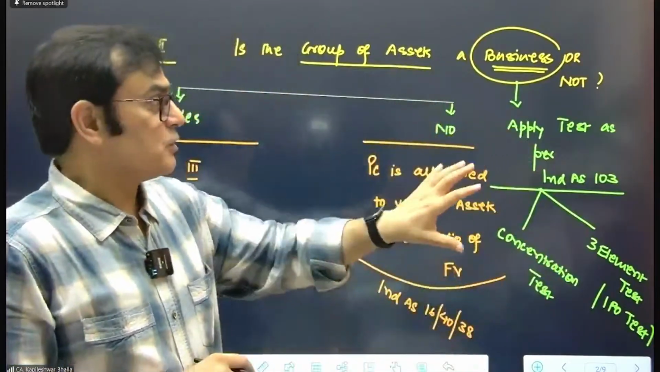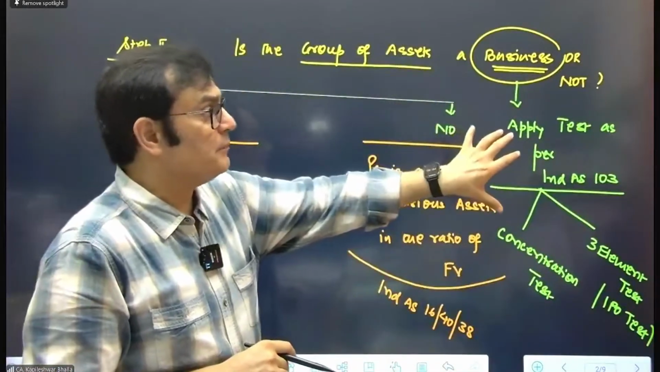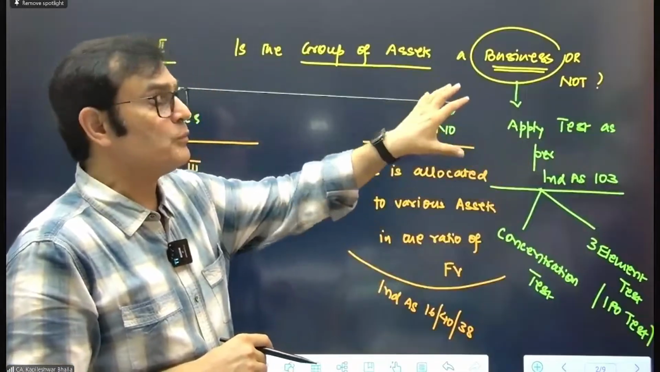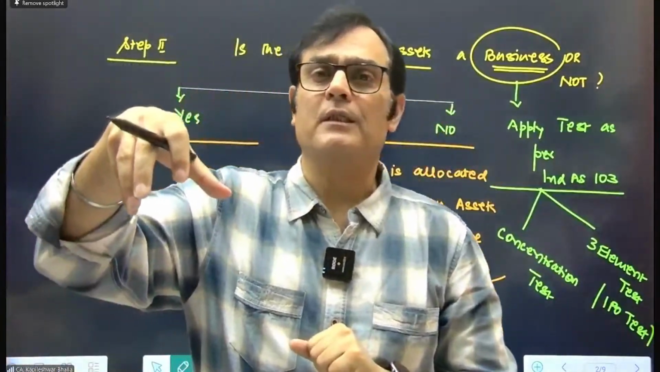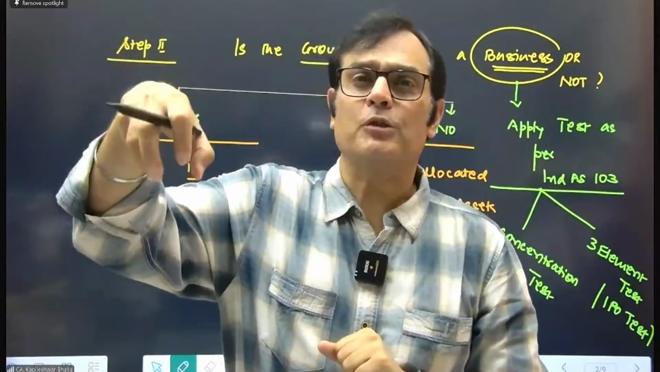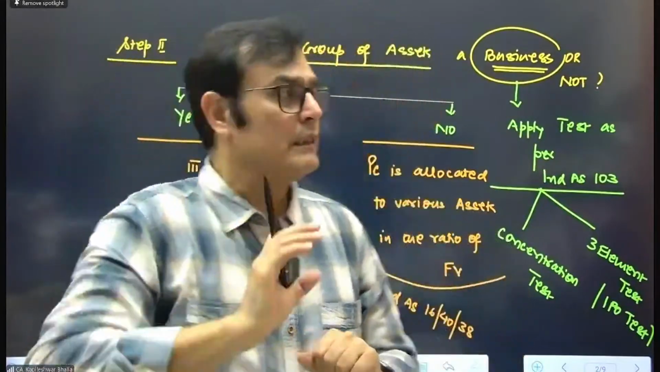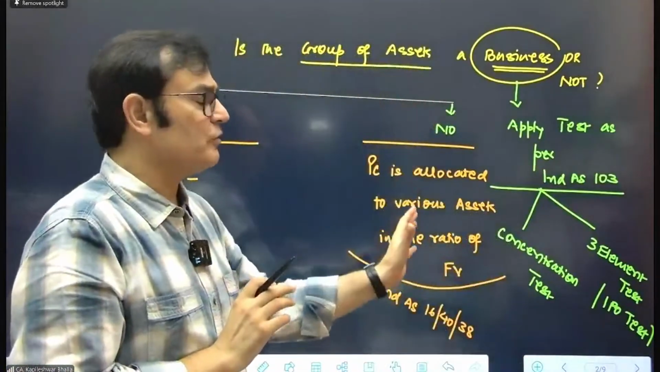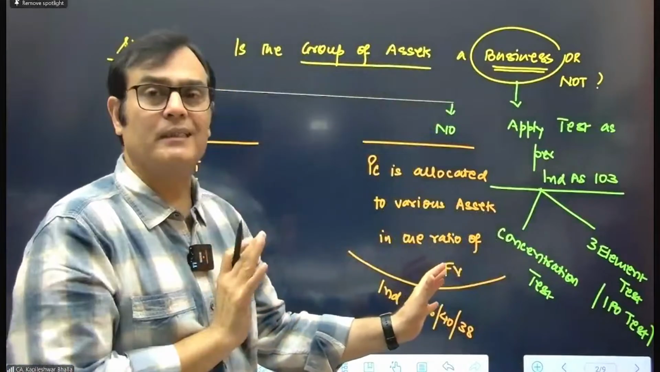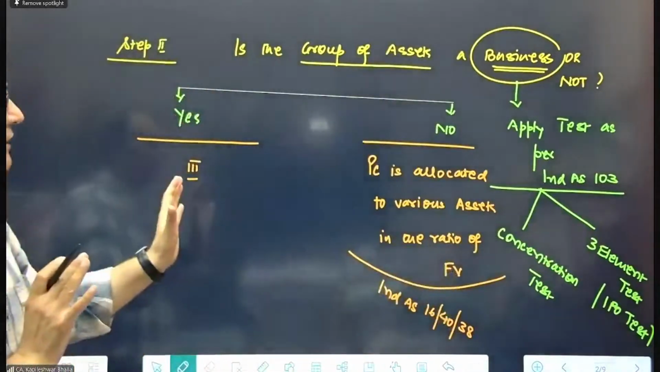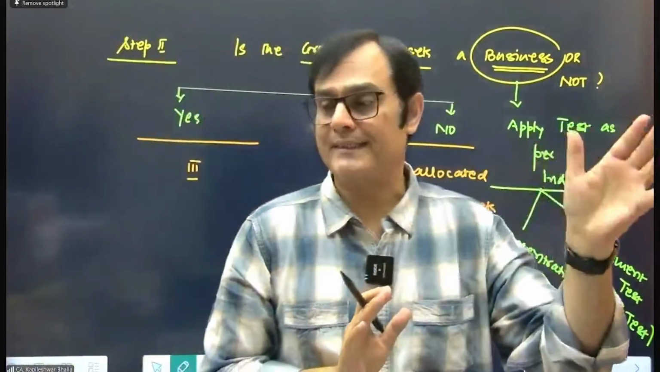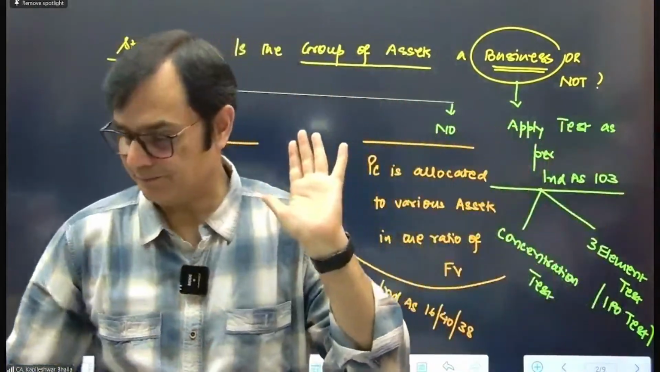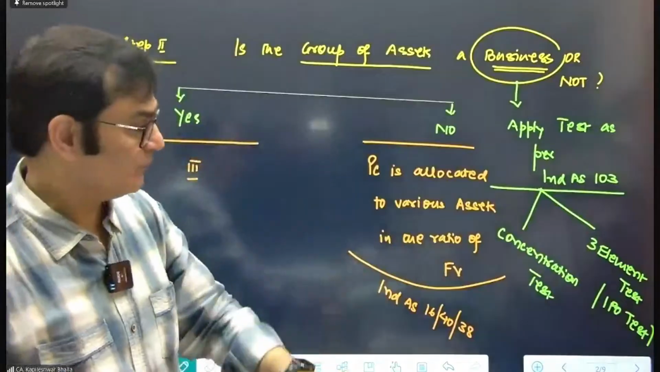Right, sir. Yes, so when you apply step number 2, in order to take a decision whether the group of assets is a business or not, you apply the concentration test, you apply the IPO test, and reach a conclusion: is it a business or not? If you say no, then Ind AS 103 does not apply, just segregate by the fair value ratios. And if you say yes, then you go to step number 3 to see the control factor, joint control, etc. Right, sir. Clear, sir. I just recalled it.